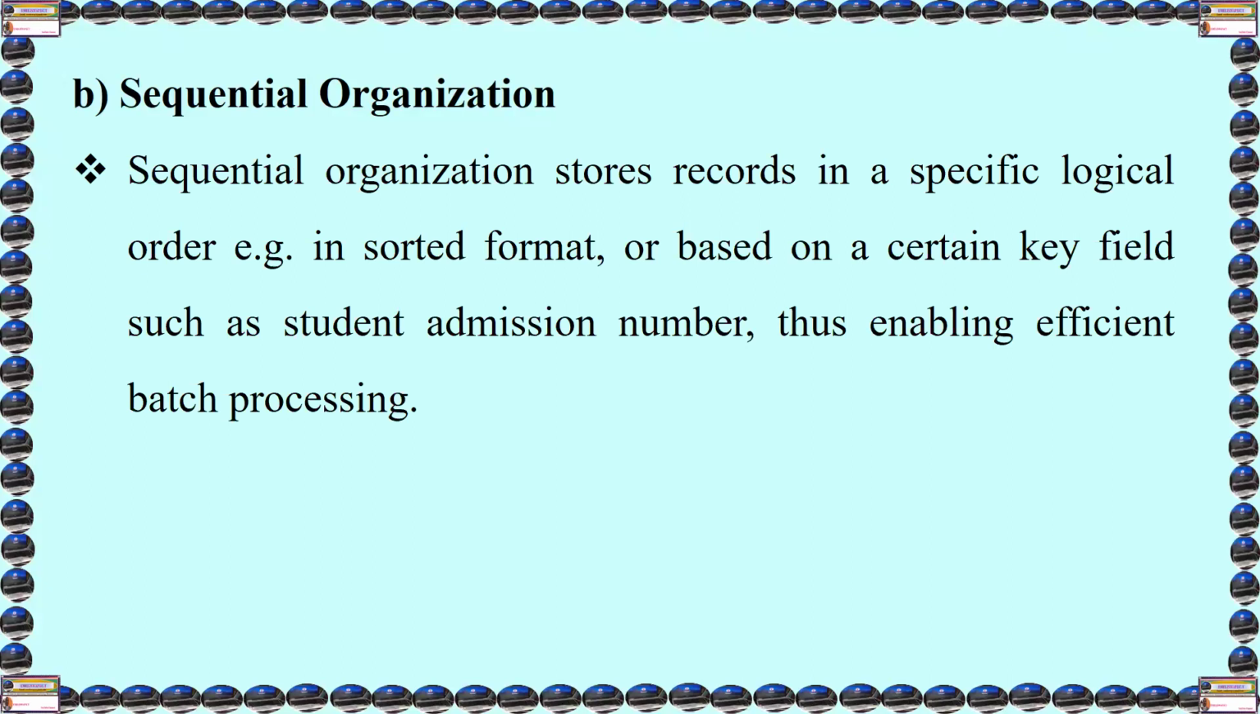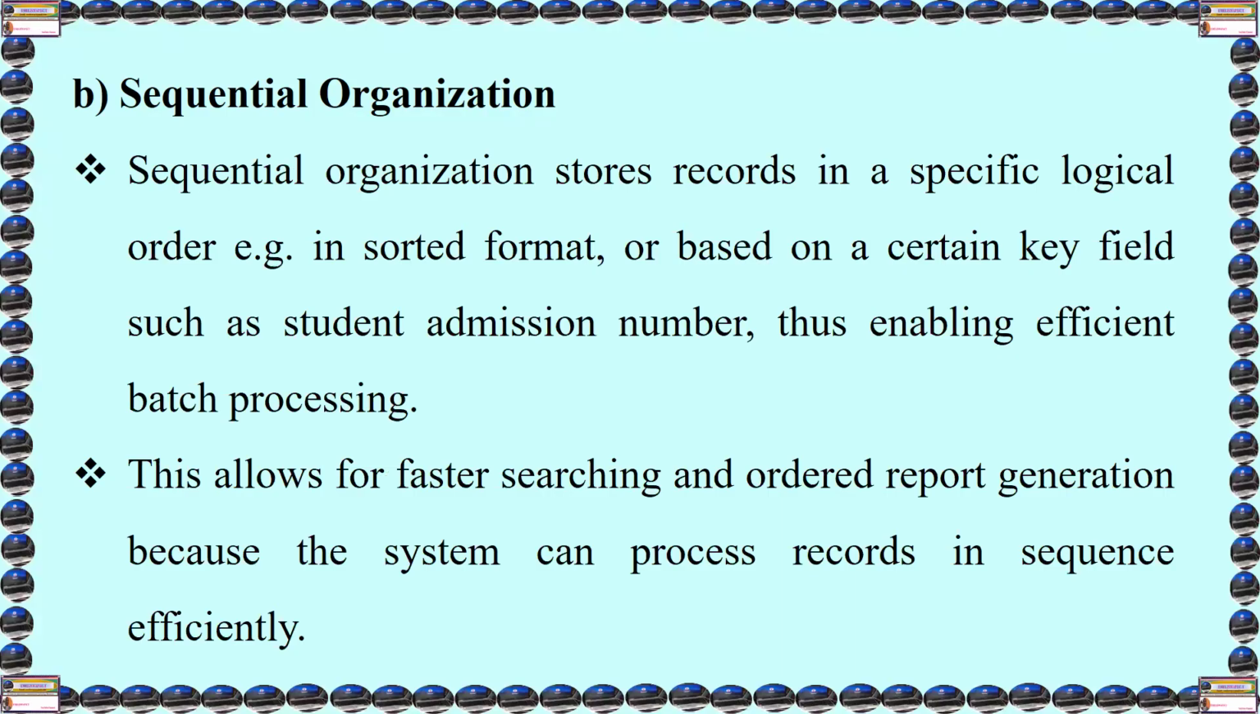Let's look at sequential organization. Sequential organization stores records in a specific logical order, e.g., in sorted format, or based on a certain key field, such as student admission number, therefore enabling efficient batch processing. This allows for faster searching and ordered report generation because the system can process records in sequence efficiently.